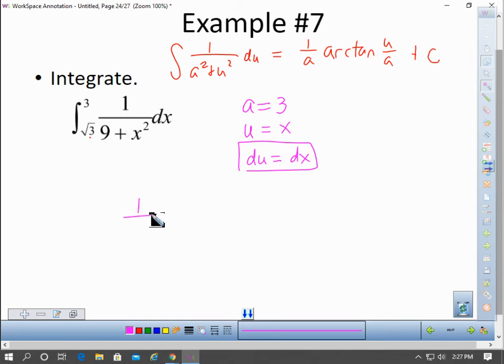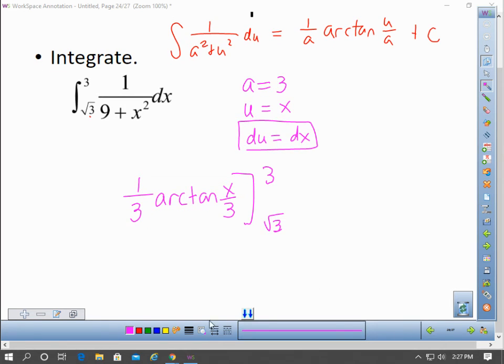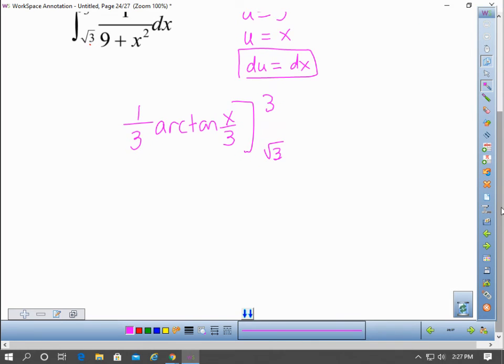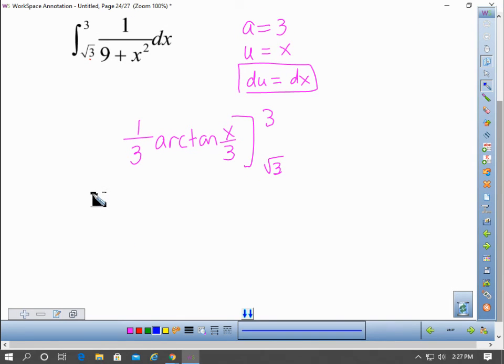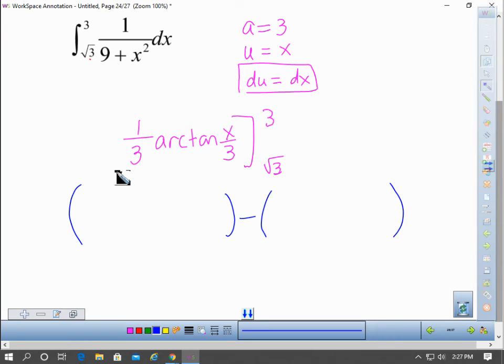So the antiderivative is 1 over a, so 1 over 3, arctan of u over a, so that would be x over 3. And we don't need the plus c because we're going to evaluate from radical 3 to 3. All right, so now we're ready to do the fundamental theorem of calculus. All right, so let's get that rolling. Let's get ourselves enough room. So now I have to do the fundamental theorem of calculus. I have to do it right, right?